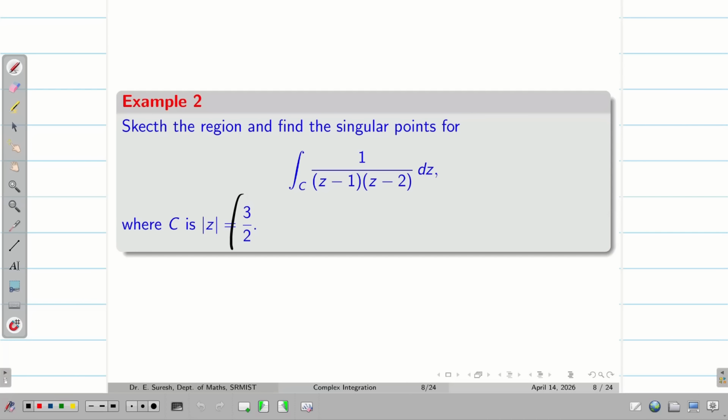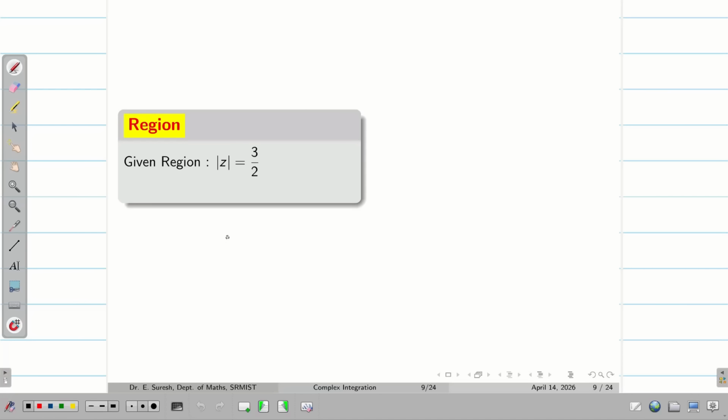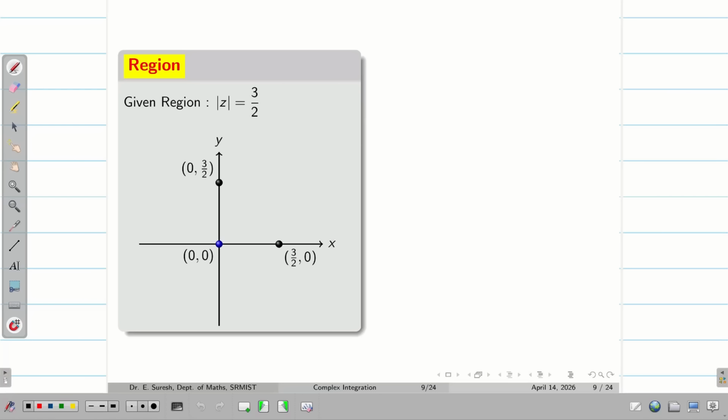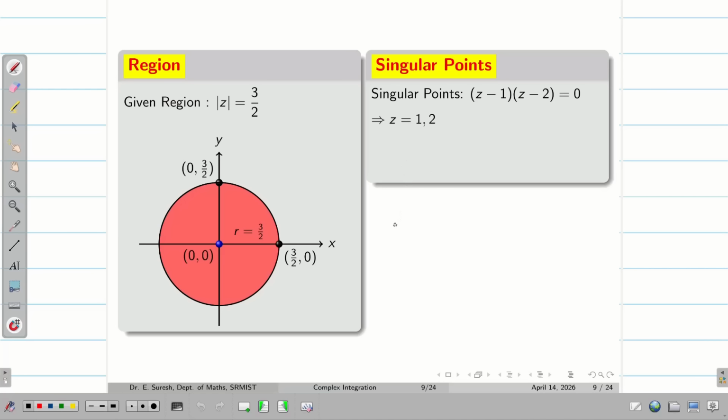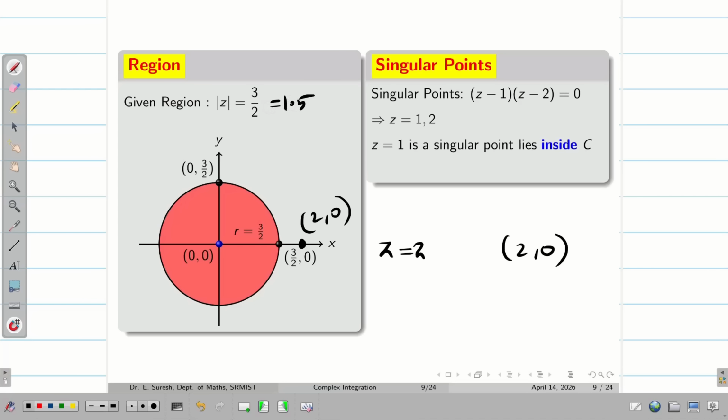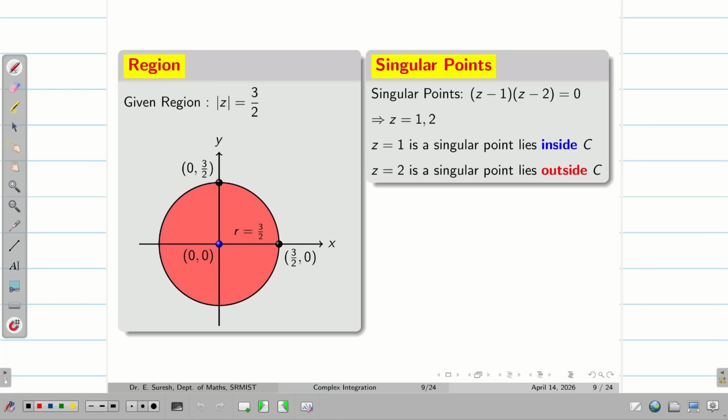Now, in the same problem, I am only changing the radius to 1.5 or 3 by 2. It is very easy. Center is 0, 0. Radius is 3 by 2. I can easily draw the circle. Now we can mark the limited points which are needed for the problem solving. We already know the singular points. Now, z equal to 1, that is 1 comma 0. Since the radius is 1.5, 1 comma 0 lies inside C, and z equal to 2, that is 2 comma 0, lies outside because the radius is 1.5. So z equal to 2 is a singular point that lies outside C.